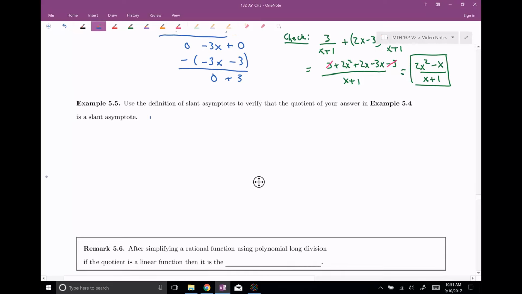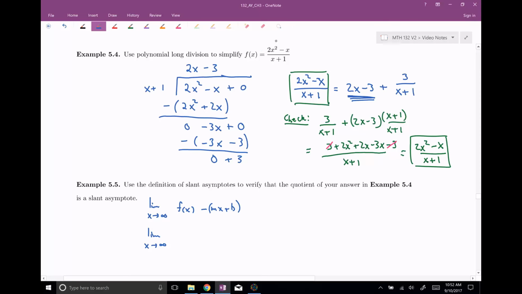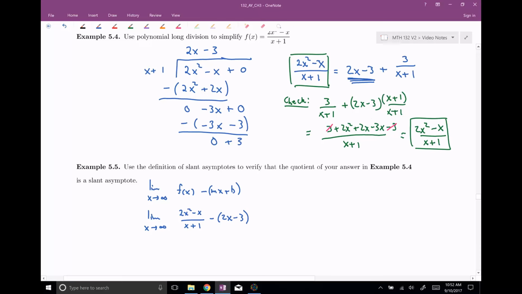So for slant asymptotes, you do the limit as x goes to infinity or negative infinity of our f of x minus this mx plus b, this line that we think is the slant asymptote. So in this case, we're going to do the limit as x goes to infinity. Our function is this one up here, 2x squared minus x over x plus 1. And we're going to subtract away this quotient, 2x minus 3. Now remember, we learned another way to represent this 2x squared minus x over x plus 1, by our polynomial long division.